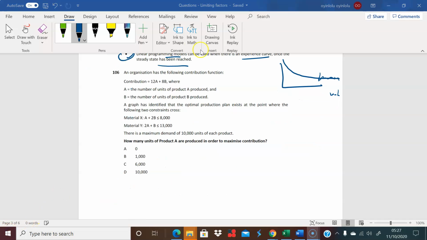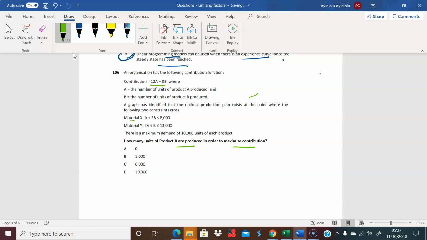Right, let's look at 106. Another nice question. Let's get rid of this eraser. Okay, let's use a green pen. So here's our contribution, 12A plus 8B, that they give to us. Although what they want from us really is the number of units that we need to produce in order to maximize contribution. So ultimately, I think it's a good idea to always plot your curve.